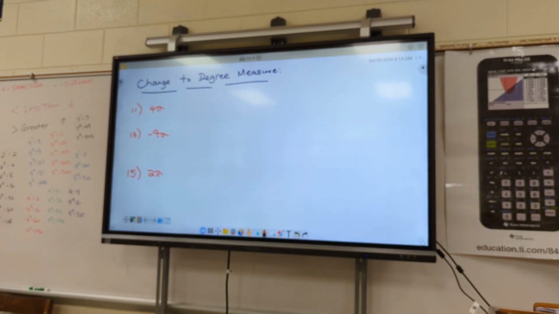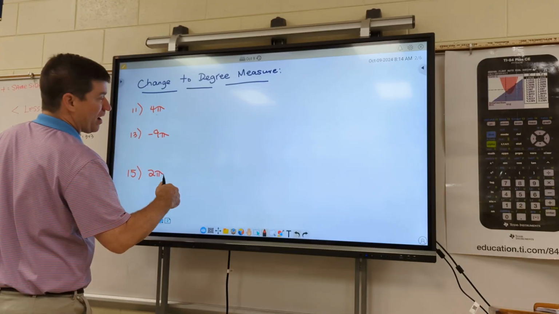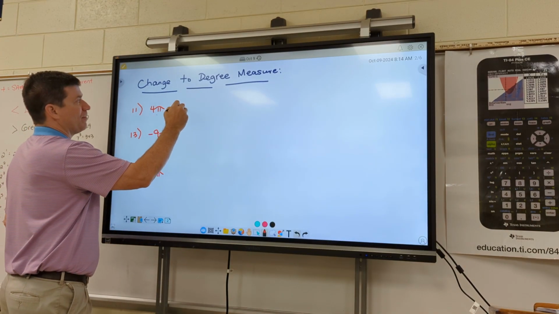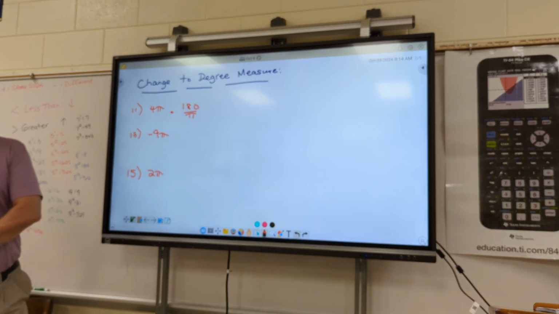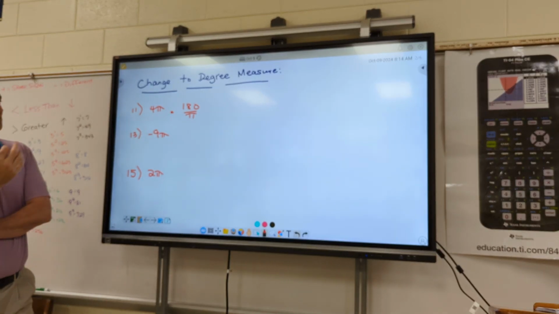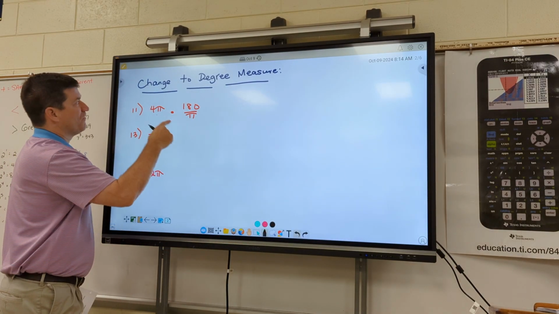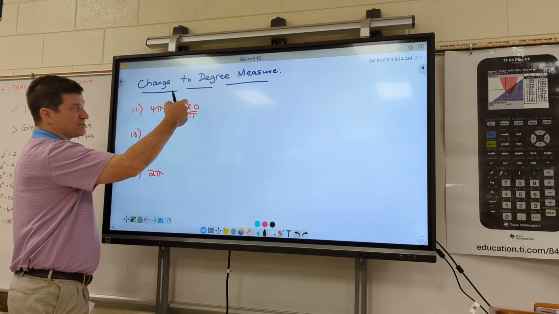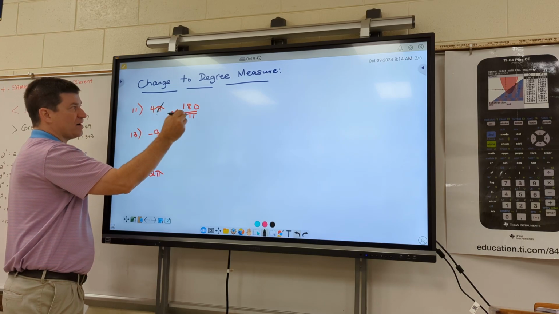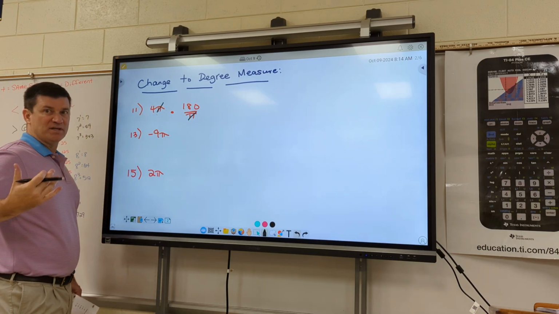Going backwards. Instead of multiplying by pi over 180, now we're going to multiply by 180 over pi. We're just going to flip it. So how do I keep those two straight? Well, this is what I do. I know if I'm making this a degree number, the pi's are going to have to cancel. So I know it's got to be 180 over pi because these pi's are going to have to cancel. That helps me keep it straight.